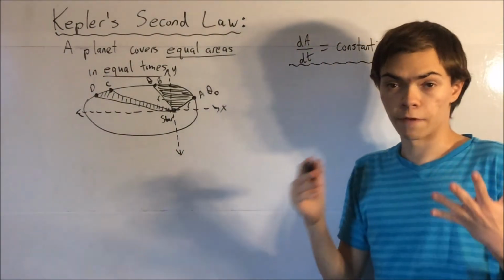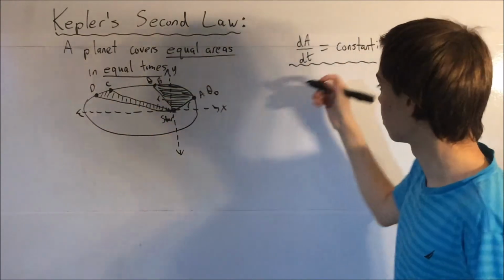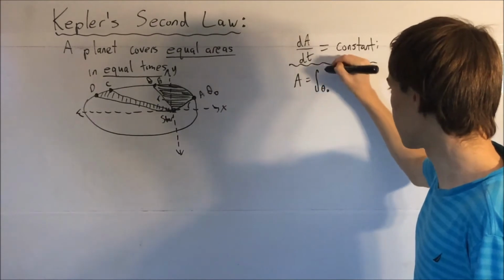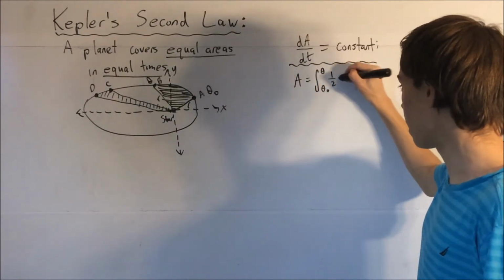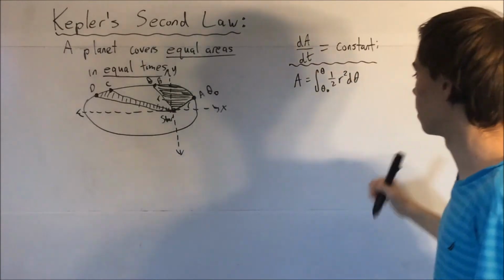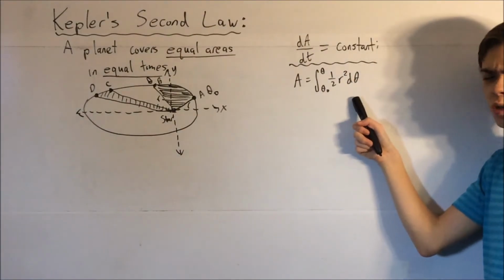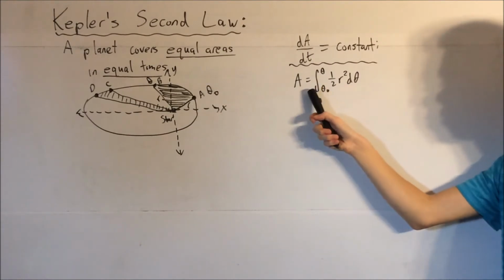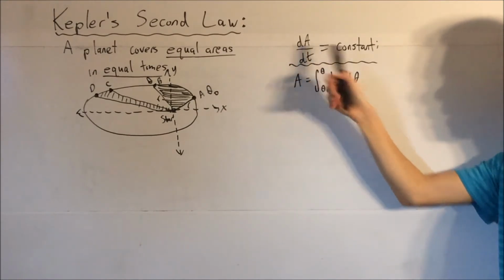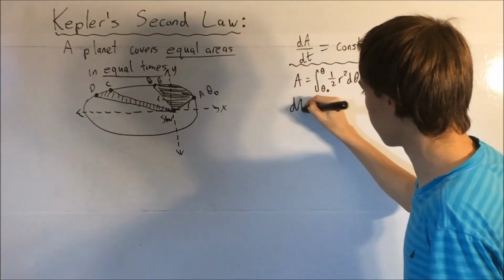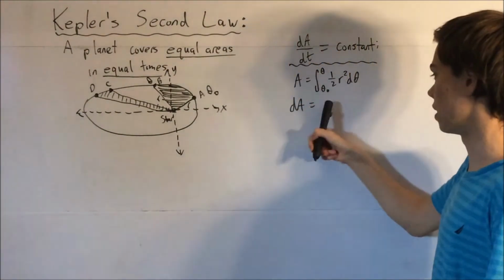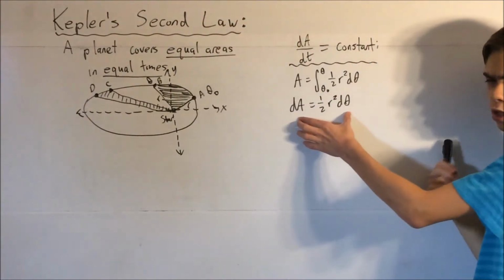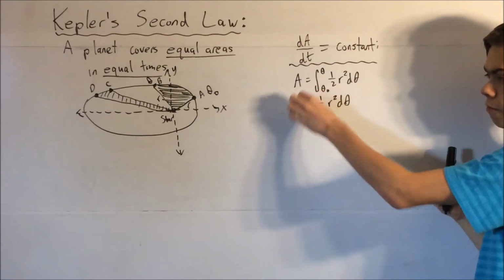Now, we know that the area of a polar curve from one angular position to another is just going to be the integral from the initial angular position to the final angular position of 1/2 r squared d theta. I can make another video showing that this is true in the future, but right now, I'm just assuming that you know what this is. Okay, and so we can write this as dA equals 1/2 r squared d theta. And you can confirm that this would be true as well by just integrating both sides.